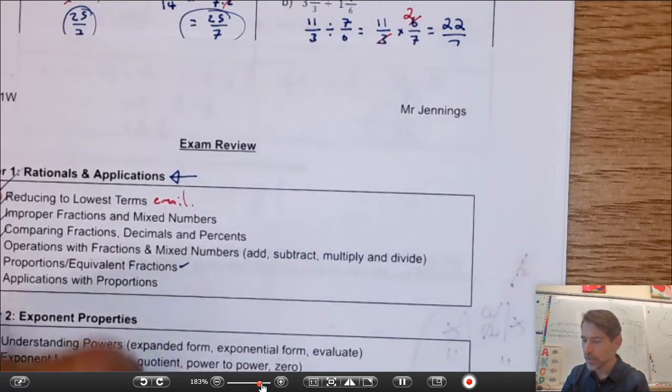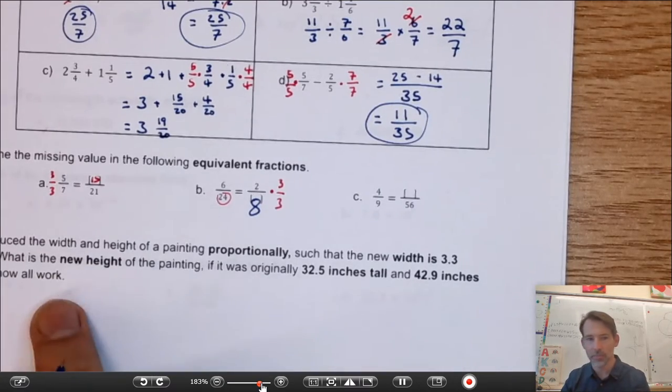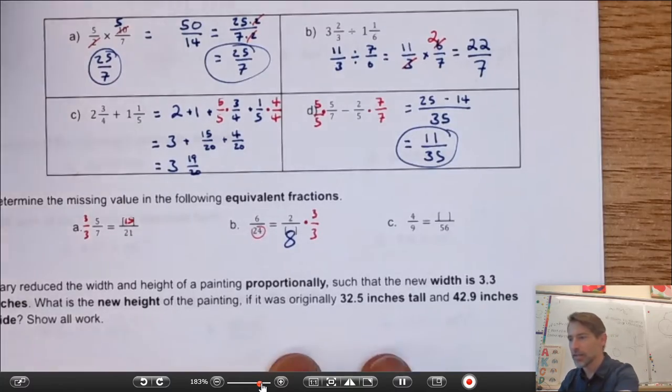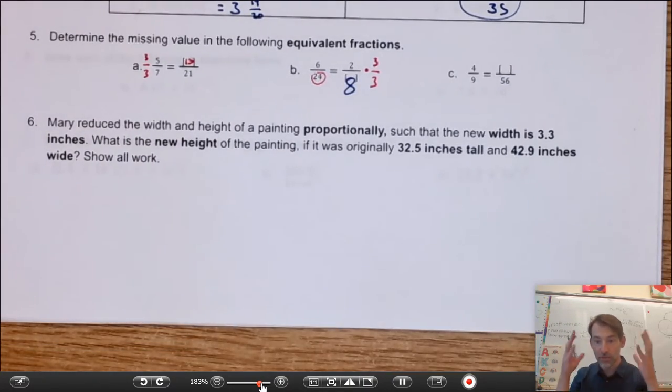That's cool. And so that we would call proportions. Now let's do applications with proportions. Number 6. All right. With these applications questions, if you can visualize the situation, that's fantastic. Do so, and it will help you get the correct answer. If you can't visualize it, draw it. Drawing it is another visualization idea.